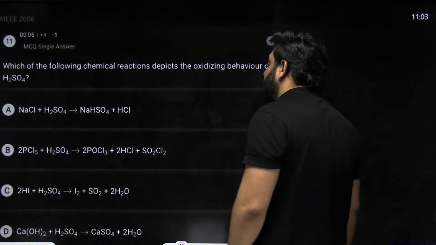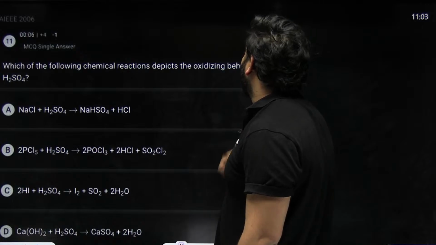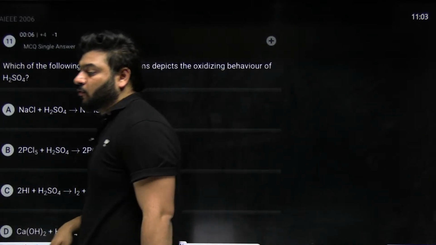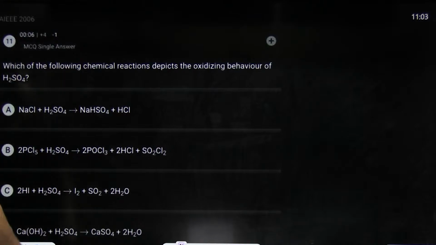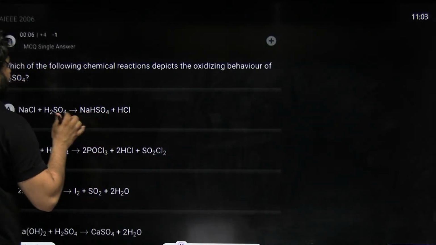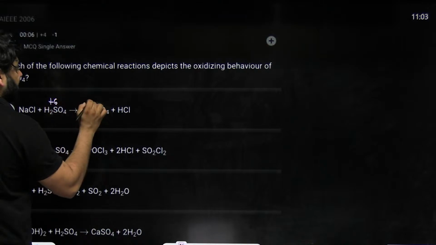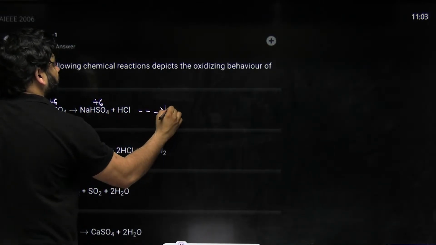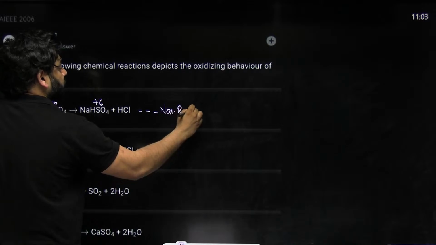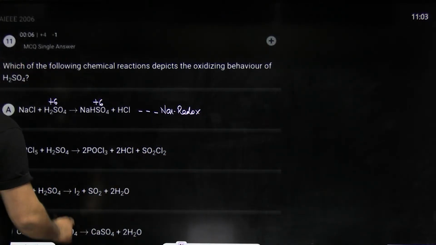Then the next question is, which of the following reactions depicts the oxidizing behavior of H2SO4? Where can you find sulfuric acid working as an oxidizing agent? So NaCl and so on. It is in +6 oxidation state. There also it is in +6 oxidation state. This reaction is non-redox. Wherever there is a non-redox reaction, no oxidizing and no reducing behavior will be seen.